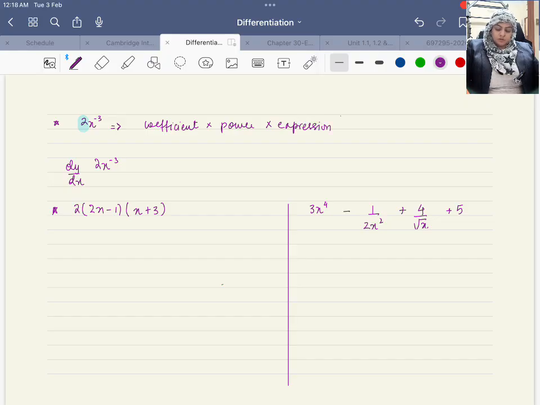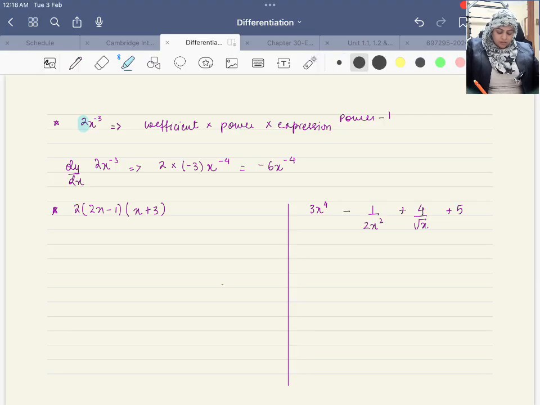And what happens to the power of expression? Power minus 1. So in this case, if we try to differentiate this expression, 2 stays where it is, multiplied by minus 3. X to the power minus 3 minus 1 is minus 4. So the answer is minus 6 x to the power minus 4.